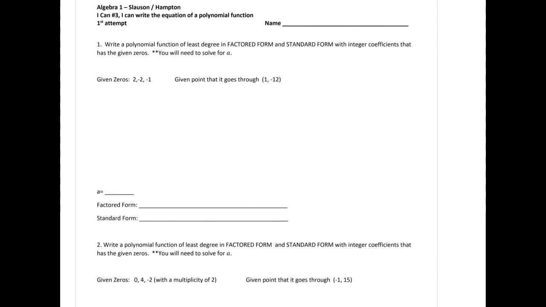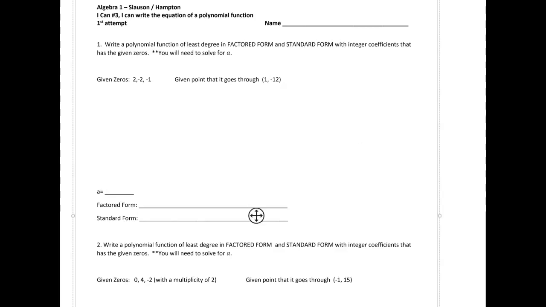I will be going over ICAN number 3, the first attempt with you. So we will be writing our equations for our functions. In these examples, there is not a picture, so unfortunately, we won't be able to compare them to the graphing calculator to see if we did them correctly, but that's still okay.